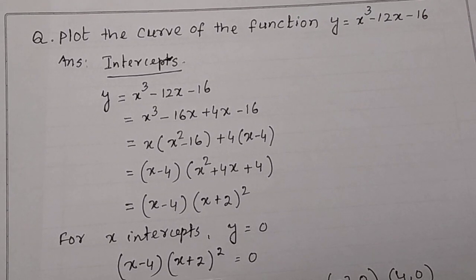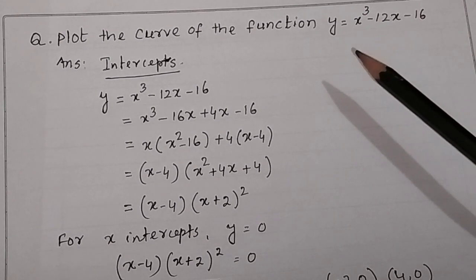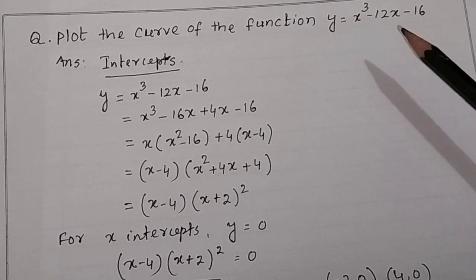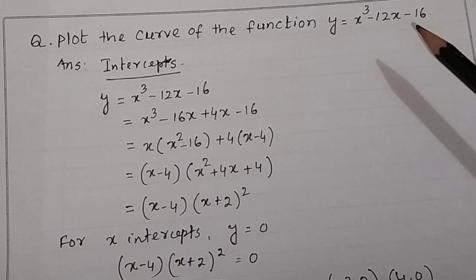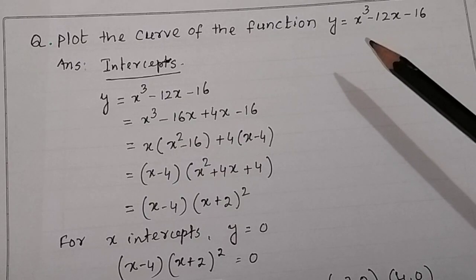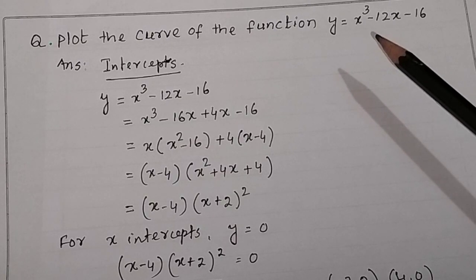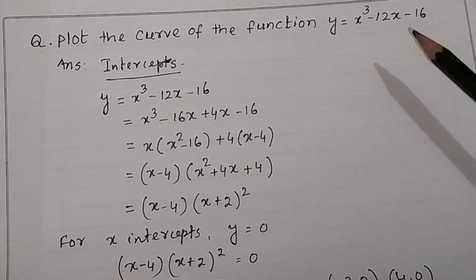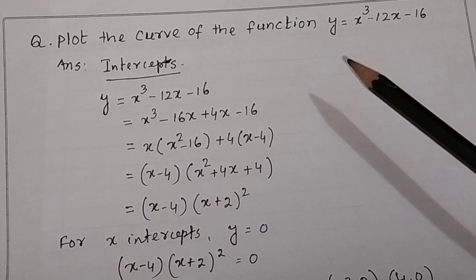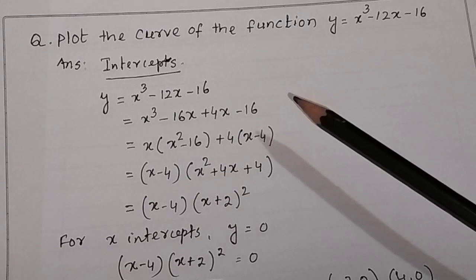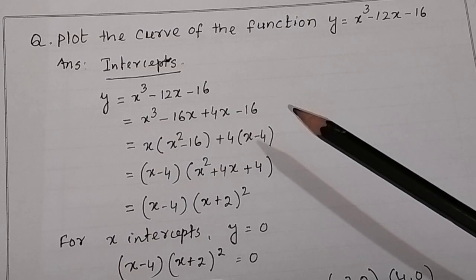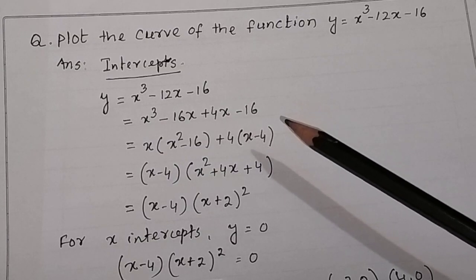Plot the curve of the function y equal to x cube minus 12x minus 16. To plot the curve of the function y equal to x cube minus 12x minus 16, first we have to find out the intercepts, that is the x intercepts and the y intercept.